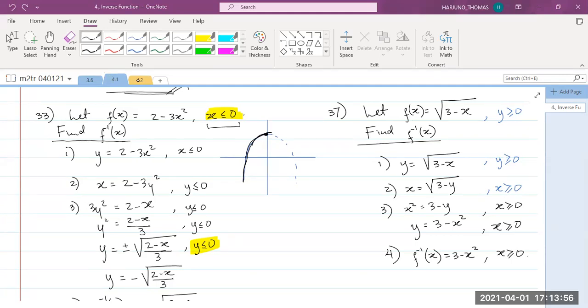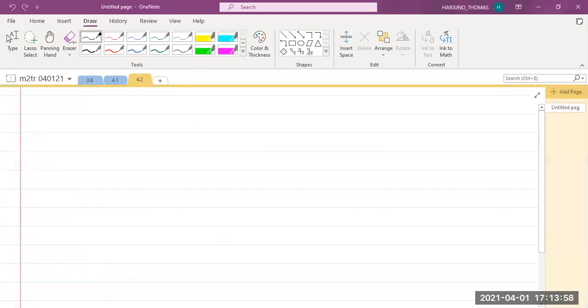Now let's go to 4.2. I have only 10 minutes, so I guess only part of this point 4.2 can be done. Exponential function.